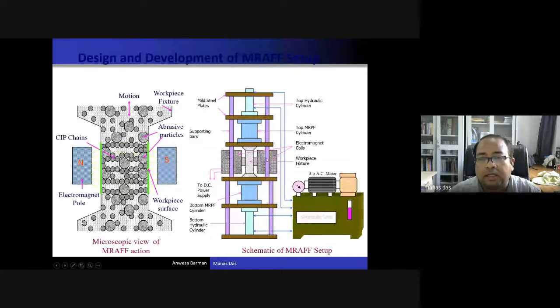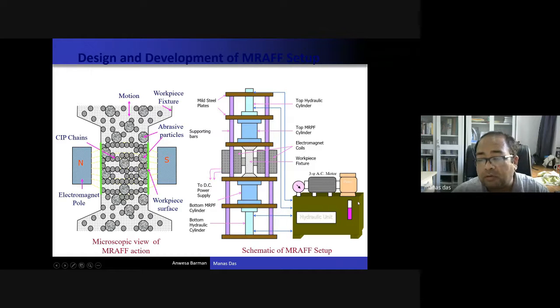You can see this is the magnet coil, and this is the core material here. This is the cylindrical workpiece. These are the two cylinders, top MRAFF cylinder and bottom MRAFF cylinder here. This zone is exaggerated here. There is a DC power supply here, through which the magnetic field is applied, and by applying the magnetic field you can change the strength of this MR fluid. With a higher magnetic field, there will be more strength in the CIP chains.